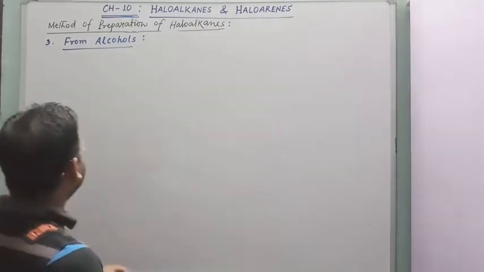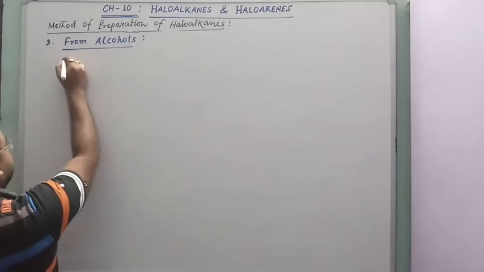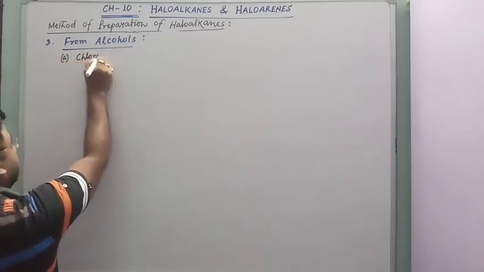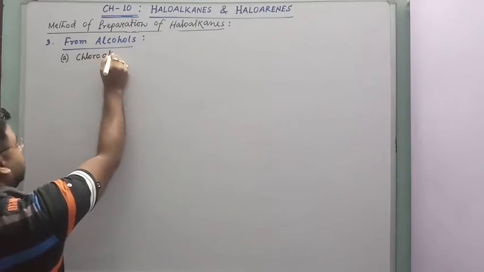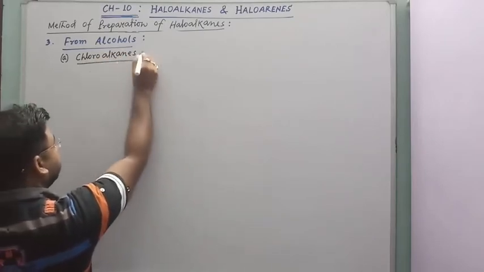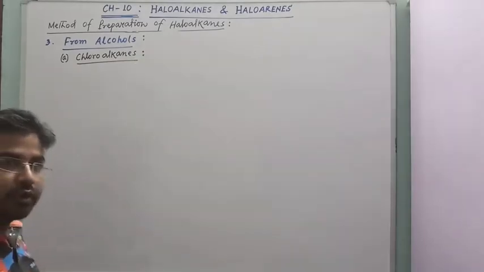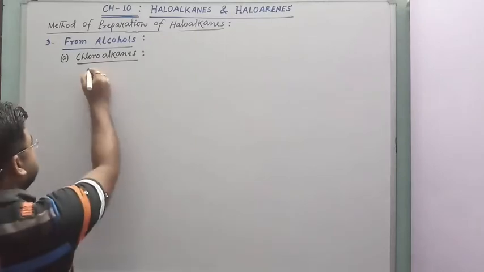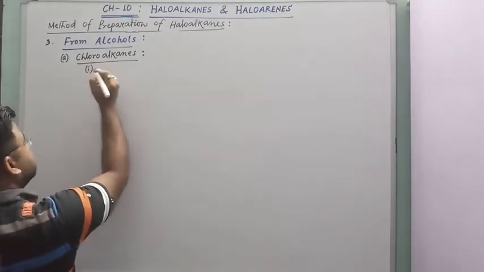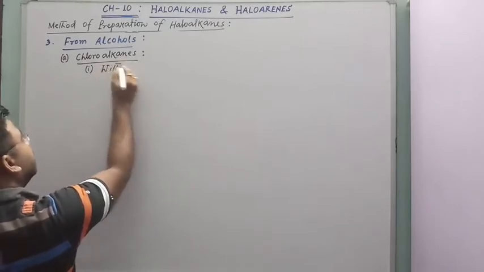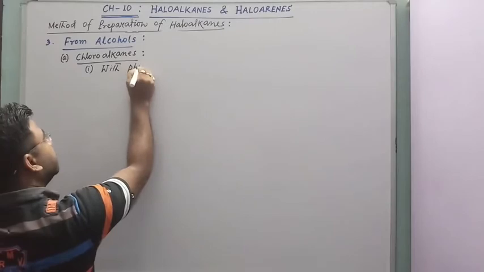So at first we are preparing A, chloroalkanes. Chloroalkanes can be prepared from alcohol by using a number of reagents. So the first reagent we are using is phosphorus pentachloride.